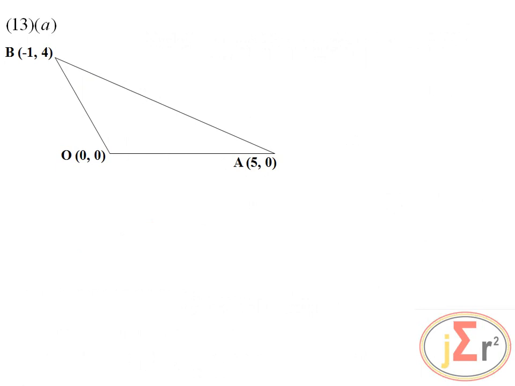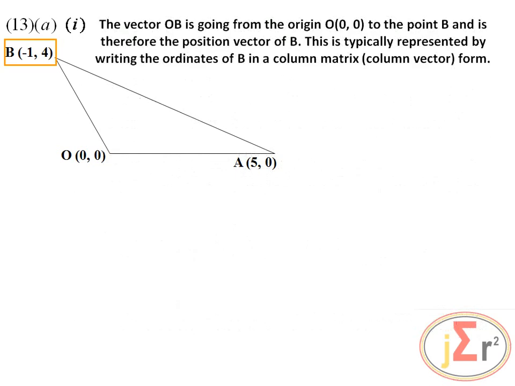The figure, not drawn to scale, shows 3 points: O (0, 0), which is the origin, by the way, A (5, 0) and B (-1, 4). And what are we required to do? Express in the form we have, the vector OB. So we need to find the vector OB.